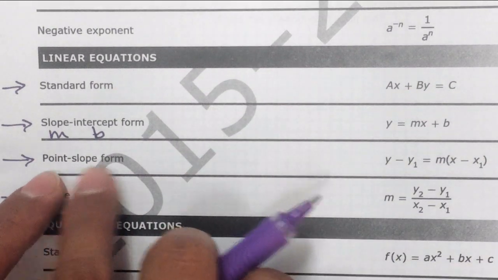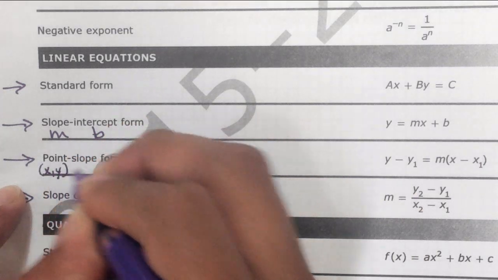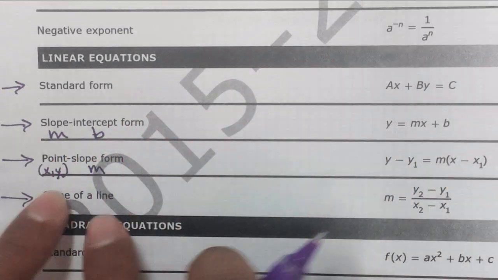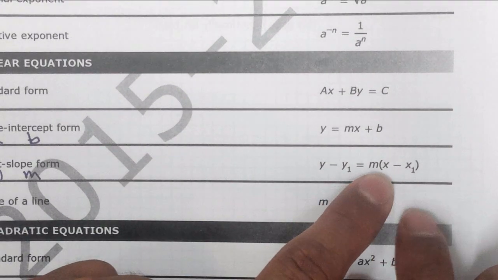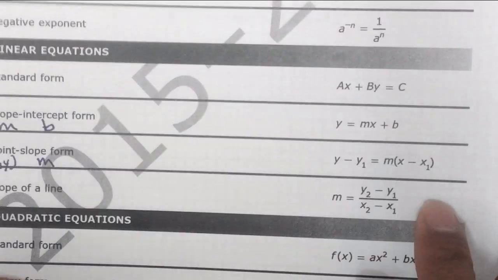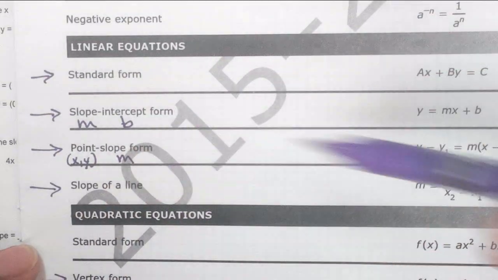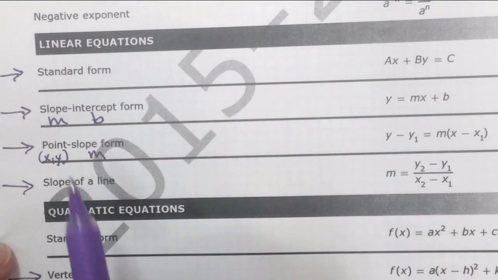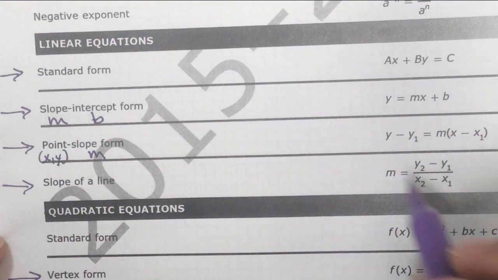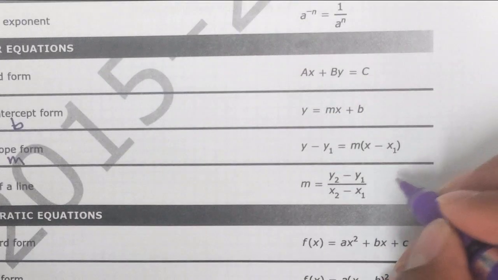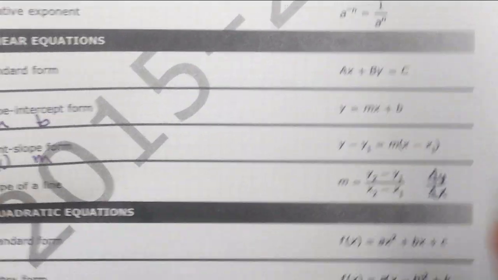We also have the point slope form, which uses a point (x, y) and the slope m. And this is the formula: y minus y1 equals m parentheses x minus x1. So in the problems they will name these things, and you have to know that these are the formulas. If you want to know the slope of the line, then you do y2 minus y1 over x2 minus x1, which is the same thing as doing delta y over delta x.